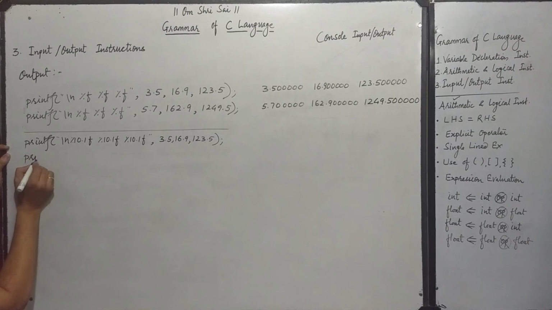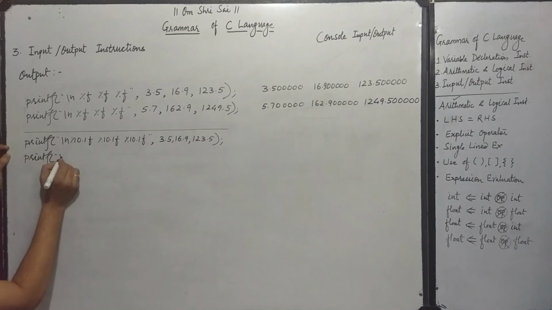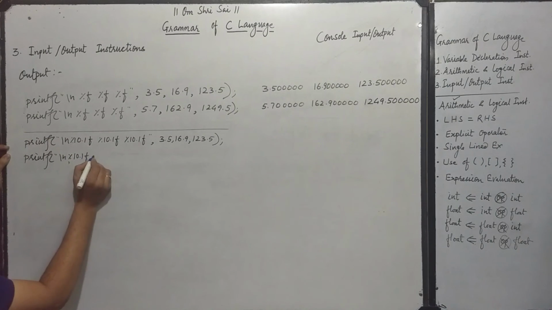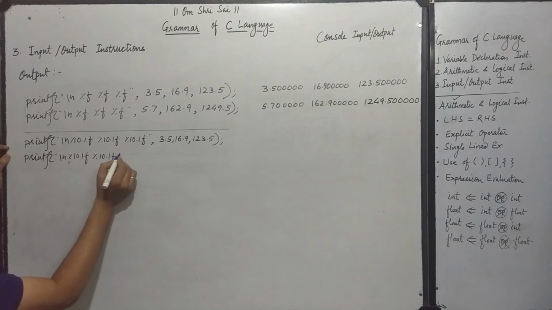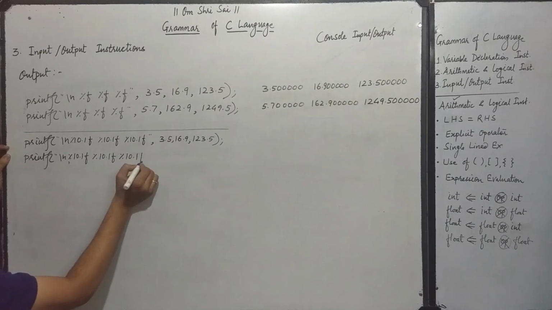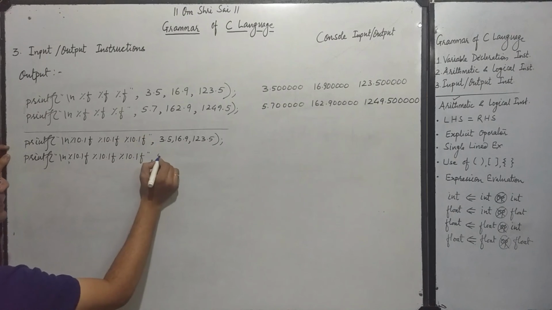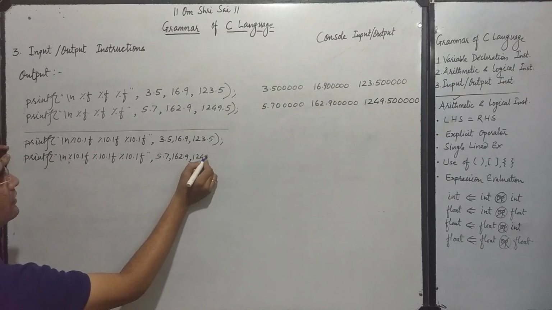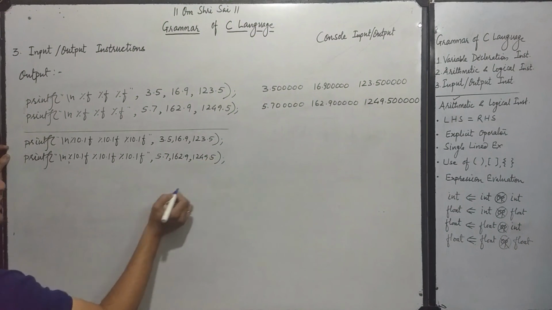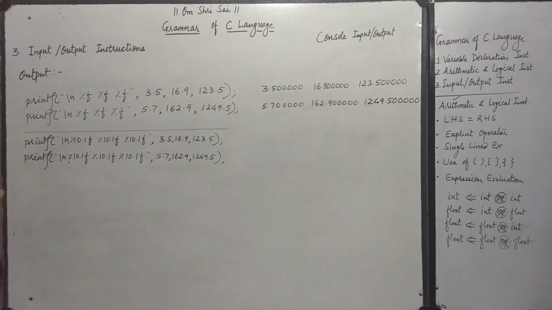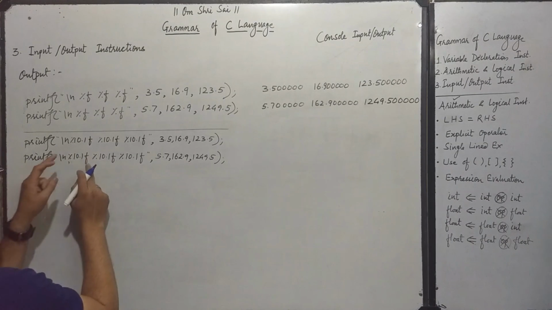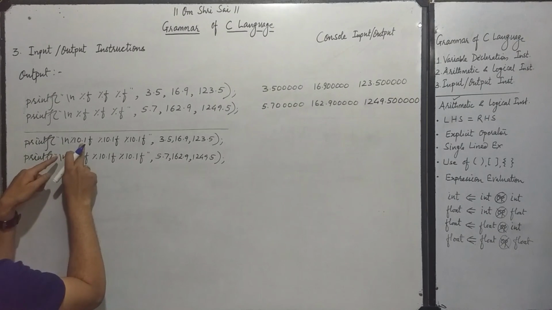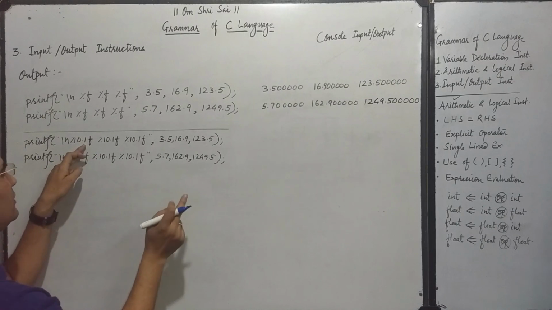Again the same statement, I'll write printf \n, %10.1f, %10.1f, %10.1f, and the same data, that is 5.7, 162.9, 1249.5. Now what does it mean? कि 10.1 means क्या? Total 10 allocations will be there, and in that point after point 1 digit place will be reserved.